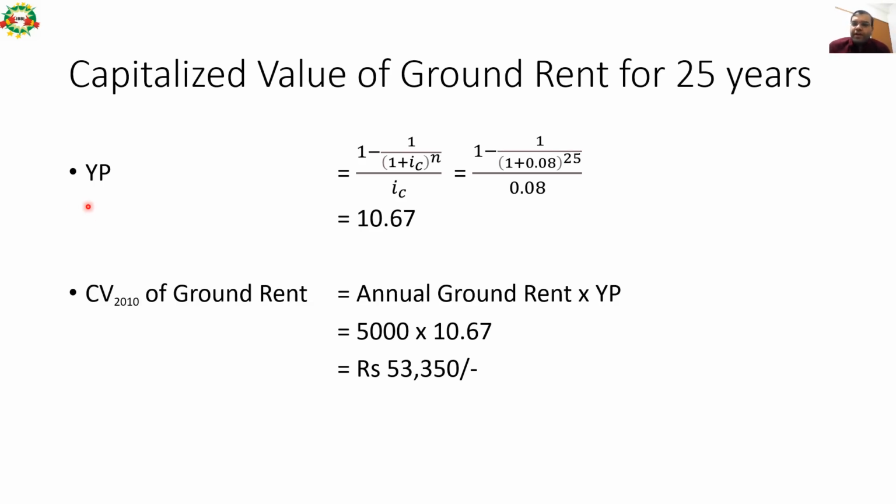So first we will calculate the capitalization value of the ground rent for 25 years which the lessor is going to get. So first we will calculate the year purchase for 25 years, assuming the capitalization rate as given in the question of 8%. So 10.67 is the year purchase. So the capitalized value of ground rent for the lessor is 5,000 into 10.67. So it gives us the capitalization value of the ground rent for the lessor.